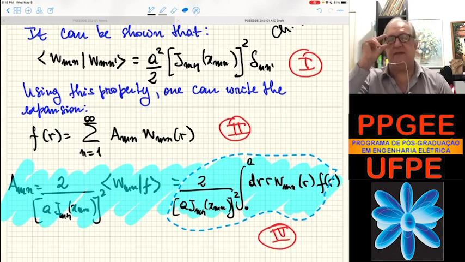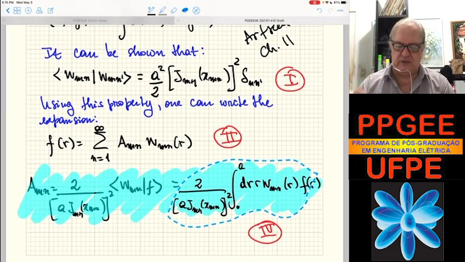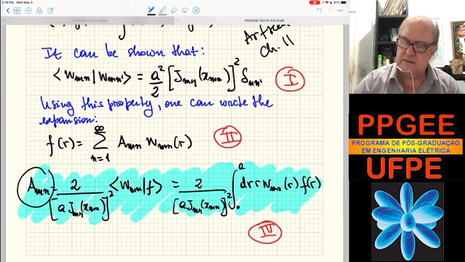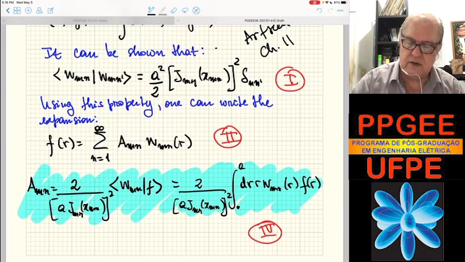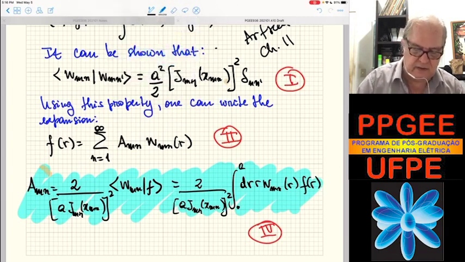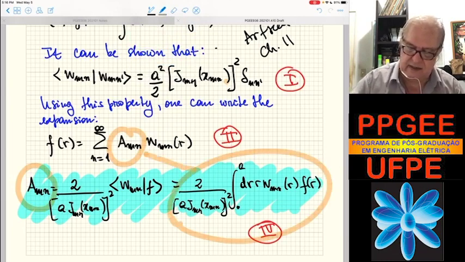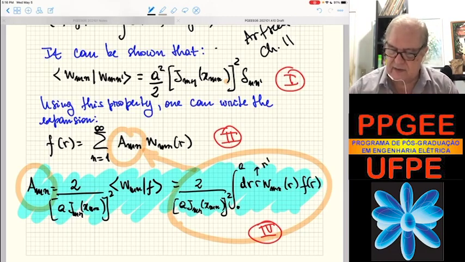It's important to establish the completeness of these orthogonal functions. What we do is plug back this expression here and insert it in the sum. The r variable we're going to change to r prime, so we don't mix things up with this r here. So it's going to be r prime here.